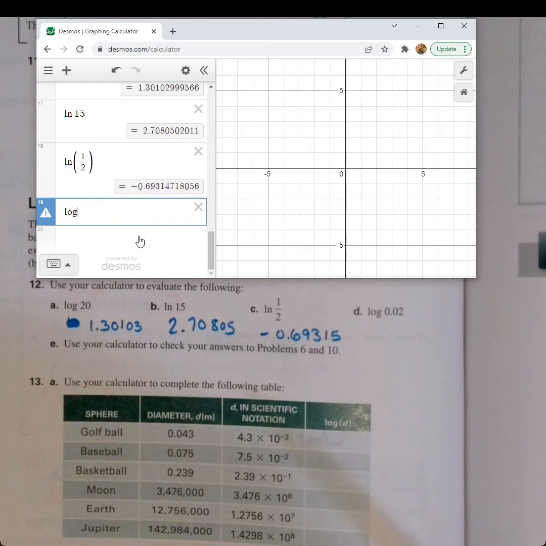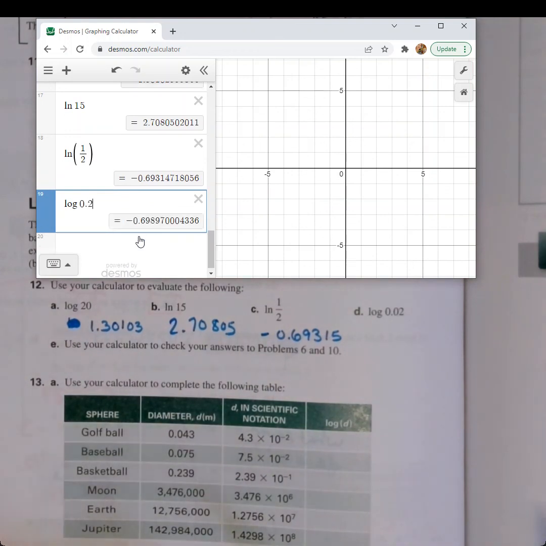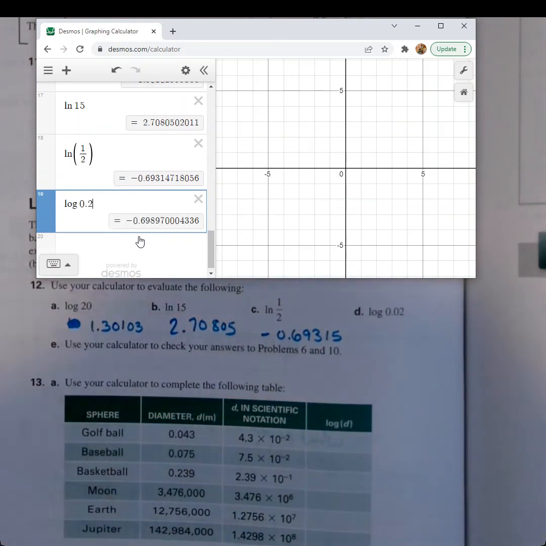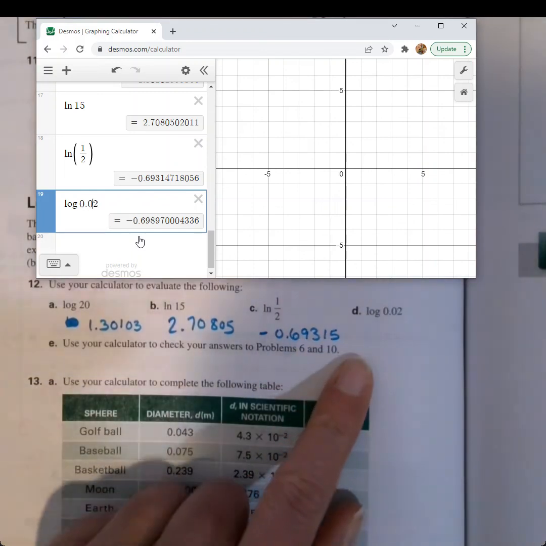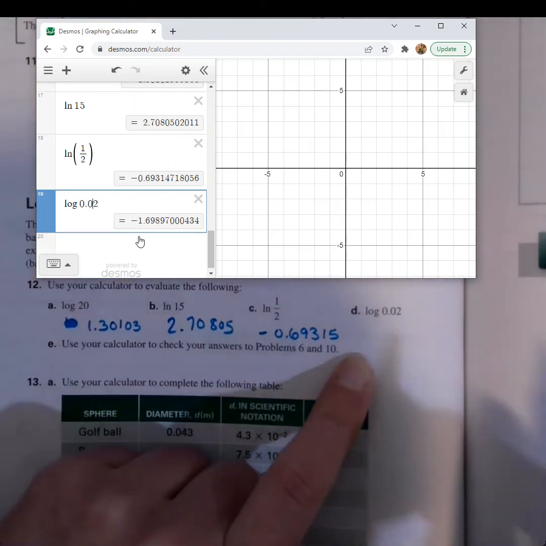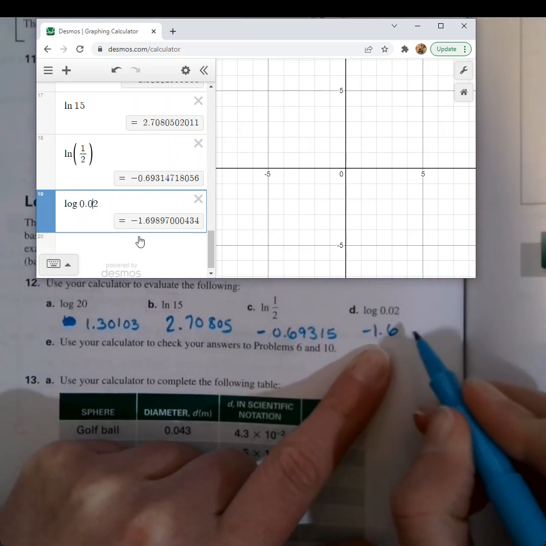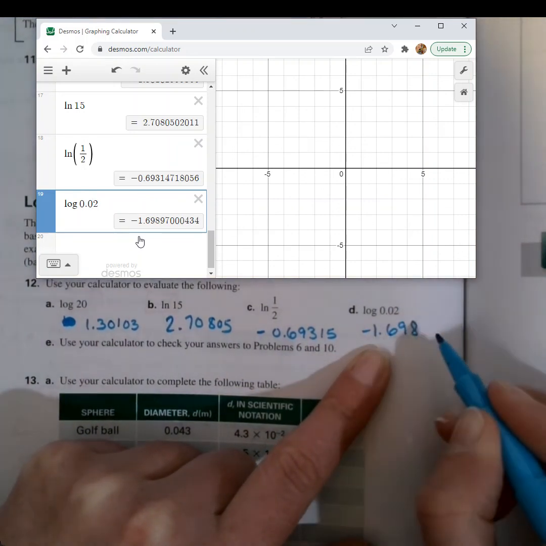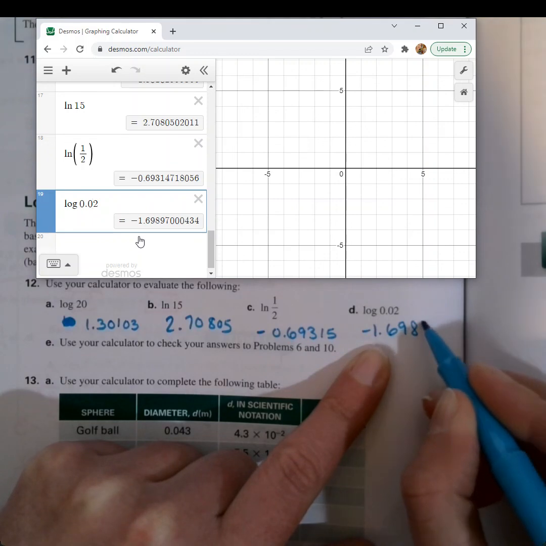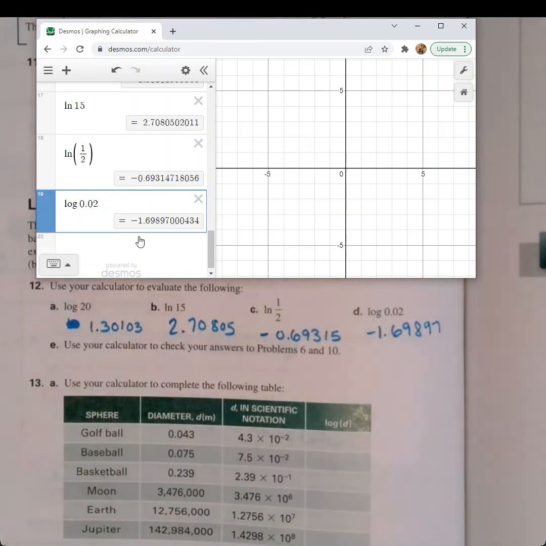And the log of 0.2. It's smaller than 1, so another negative. I didn't put an extra 0 in there. There we go. So now it's negative 1.69897 and some change. Okay.